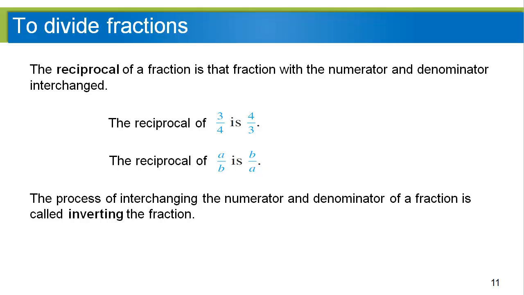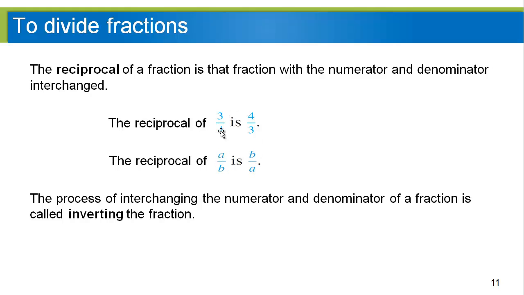Okay, the reciprocal of a fraction is just like the reciprocal of a number, right? The reciprocal of a is 1/a. Well, the reciprocal of a fraction is 1 over that fraction. But when you divide by a fraction, you're multiplying by its reciprocal, right? And basically what happens is the reciprocal of 3/4 becomes 4/3. And the reciprocal of a over b is b over a.